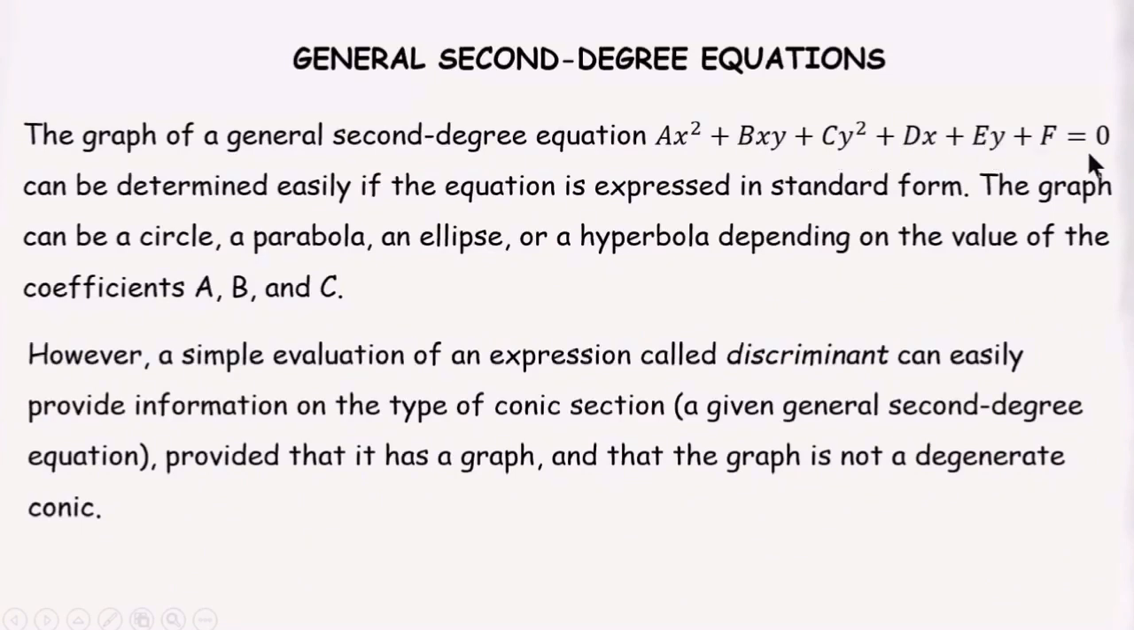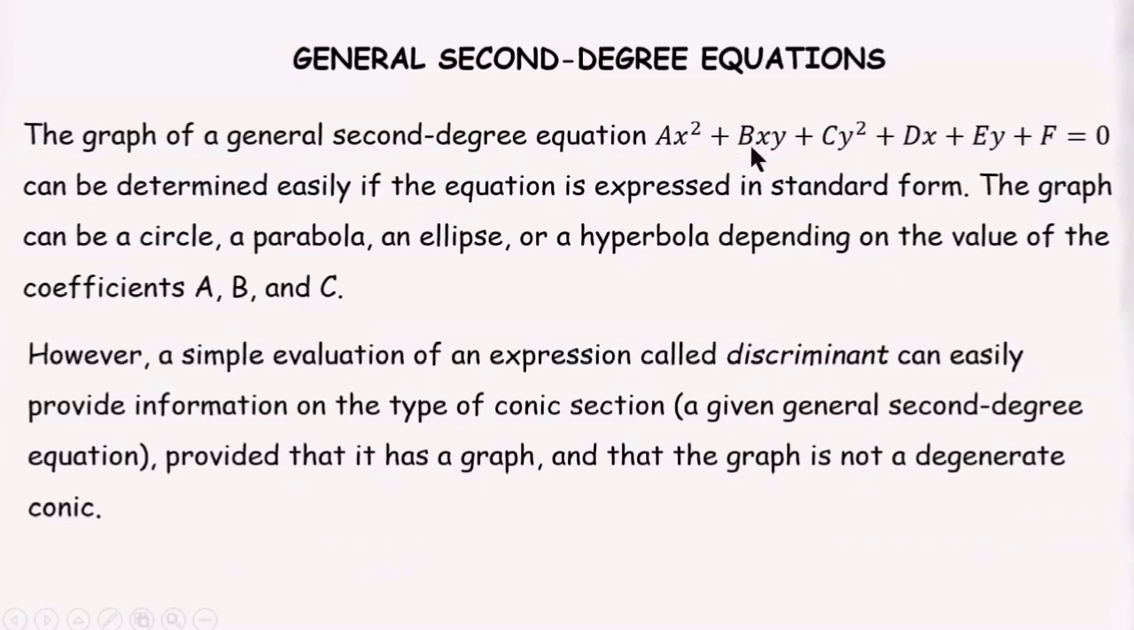plus f equals 0, which is called the general second-degree equation, where a, b, and c are not all equal to 0. Most of the equations discussed thus far have equations with b equals 0. When b is equal to 0, the equation then becomes ax squared plus cy squared plus dx plus ey plus f equals 0. The graph of this equation is a circle, a parabola, an ellipse, a hyperbola, or in some special cases, a point, a line, a pair of lines, or no graph at all.